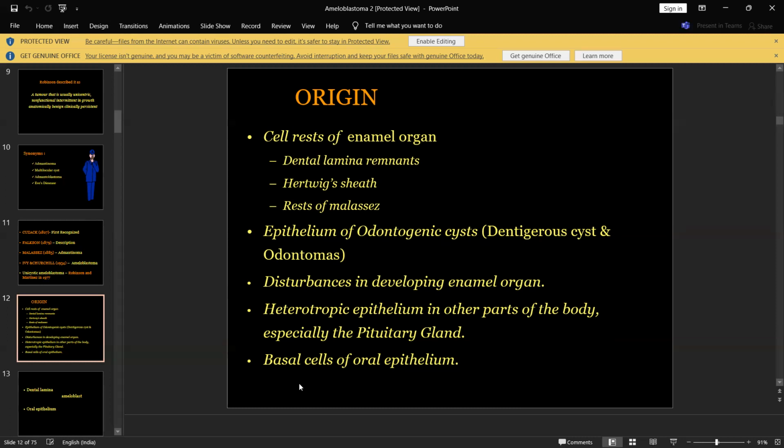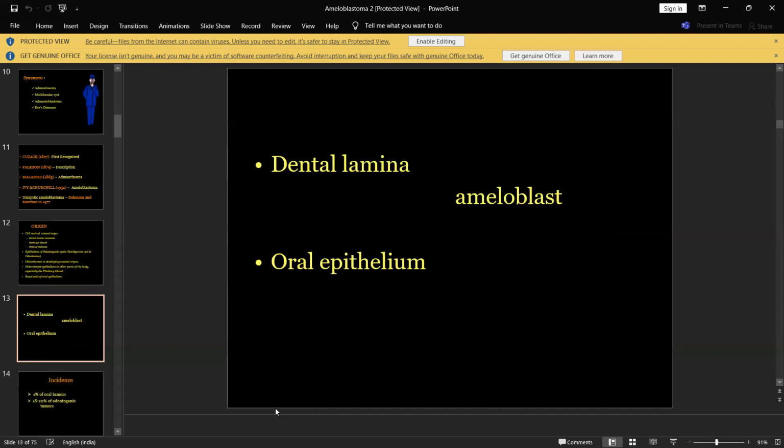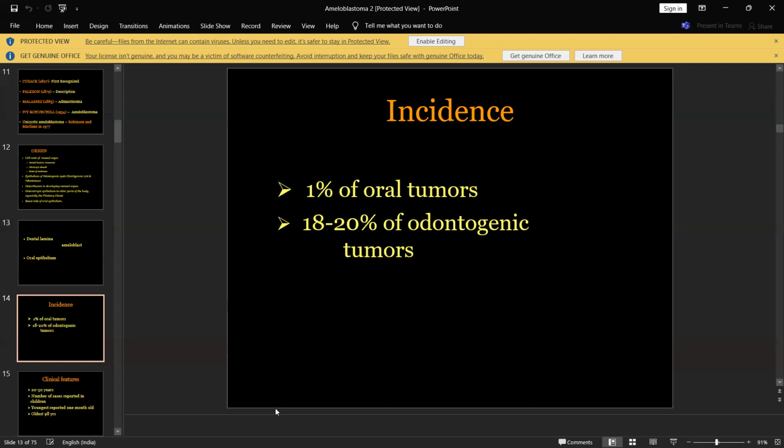Okay. So one is basically it arises from cell rest of enamel organ, like the dental lamina, Hertwig's root sheath, as well as cell rest of Malasses. Then from epithelium of any odontogenic cyst and disturbances in any developing enamel organ, any other heterotopic epithelium in other parts of the body, especially the pituitary gland, and basal cells of oral epithelium.